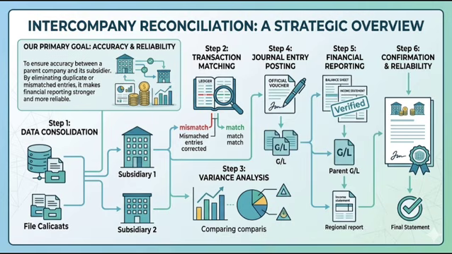Step 5. Financial reporting. The corrected data flows into the big reports, balance sheets and income statements. These are then aggregated into parent GLs and regional reports. The image shows a verified stamp, signifying that the intercompany noise has been removed. Step 6. Confirmation and reliability. The final step is the seal of approval. The results are compiled into a final statement, signed off, and confirmed as reliable for stakeholders or auditors.